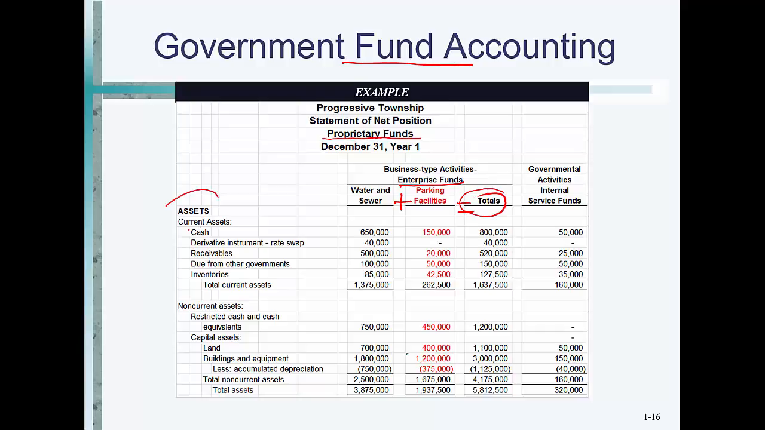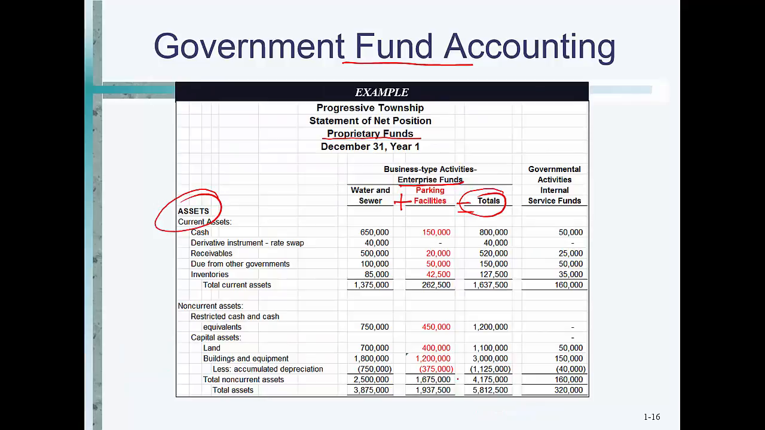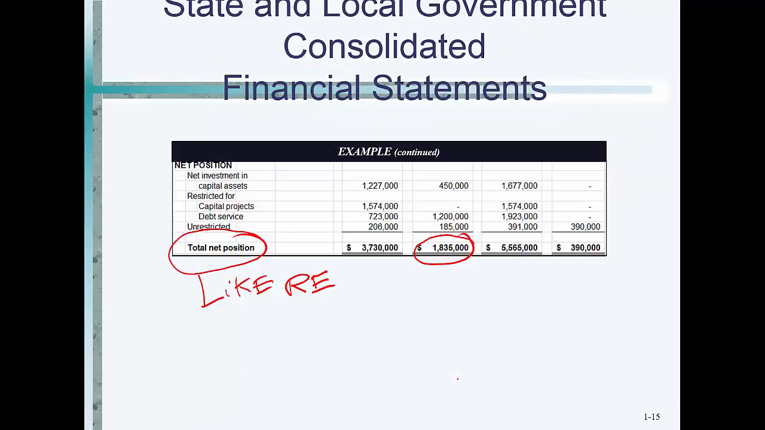It gives me totals for assets, and it gives me totals going over the next page for liabilities, etc. And I come all the way over to the total column. Do you see that 1,835,000 right there? Is that the same number? Okay, so when we're at the fund level, we simply roll up those funds, and then we report them in a consolidating manner at the government-wide level so that it totals up to that same number up there, doesn't it?